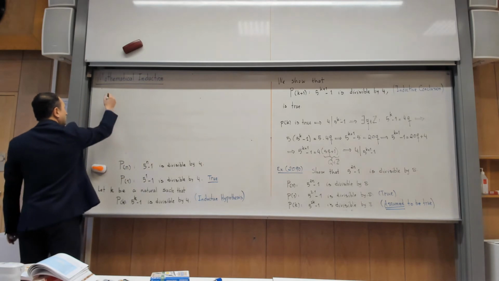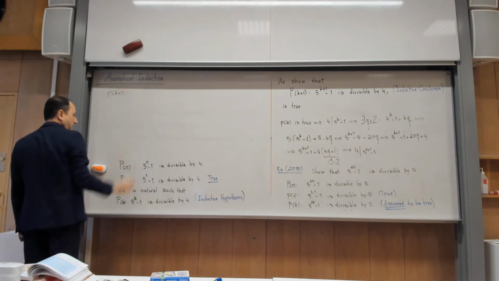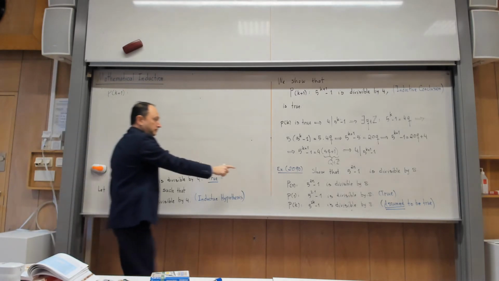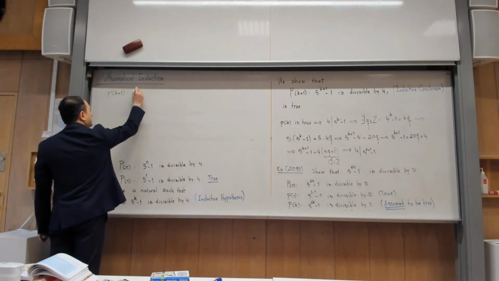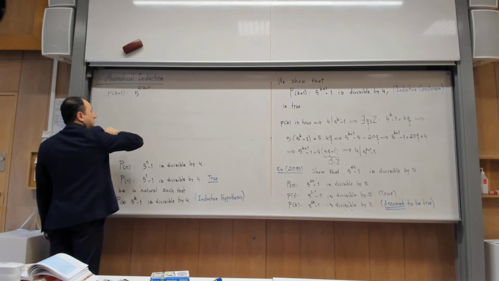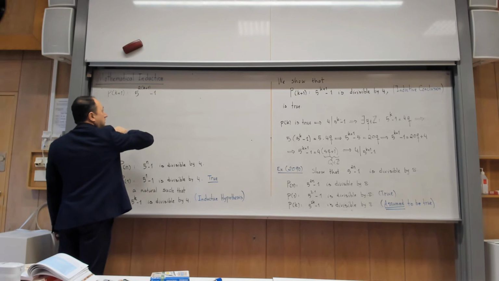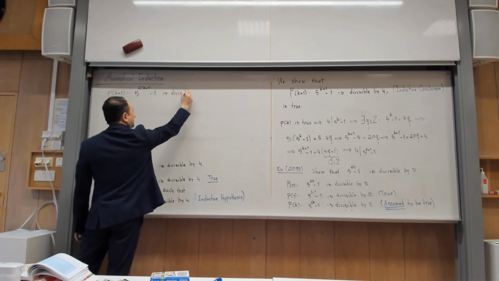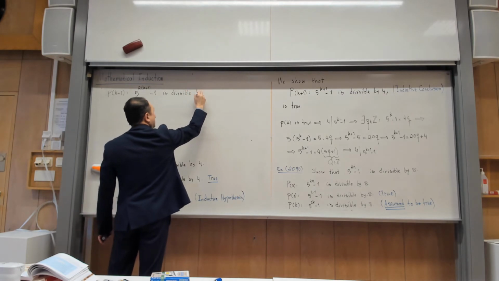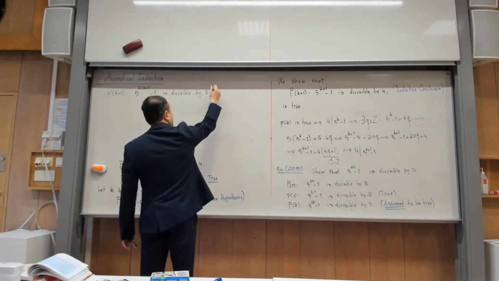So P(k+1) means to do what? Replace n in your problem with k+1. So this becomes 5 to the power of (2(k+1)) minus 1 is divisible by 8. We prove this is true.